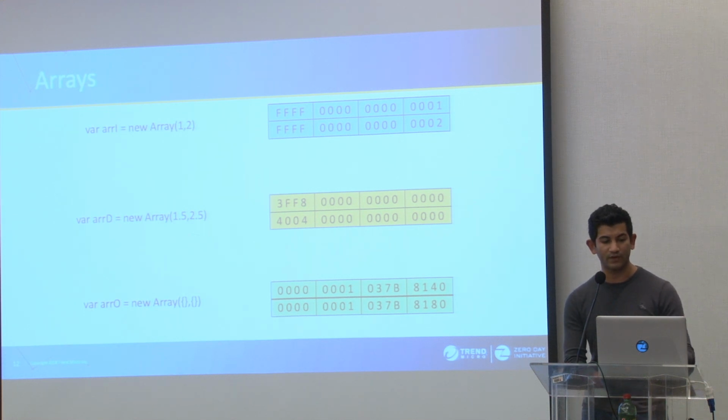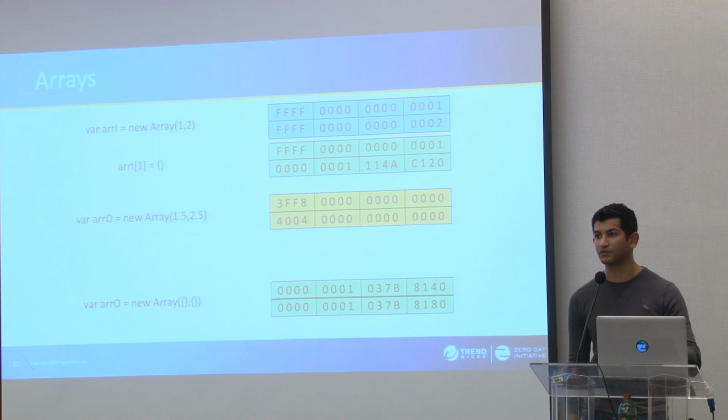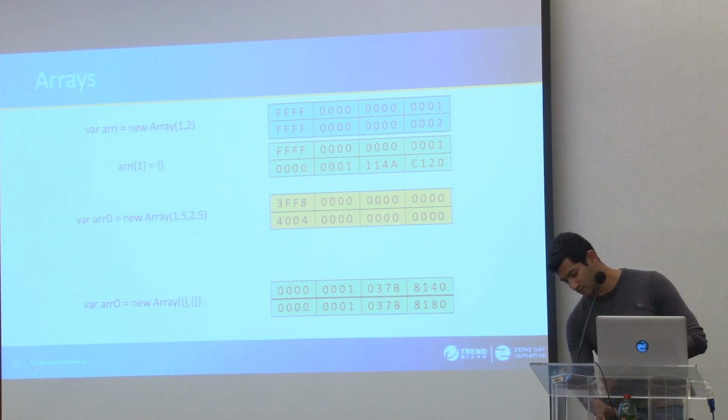So if we have this array with int32 and we write an object to it, then that first value is going to stay the same, but now this array is going to be considered an array with contiguous.